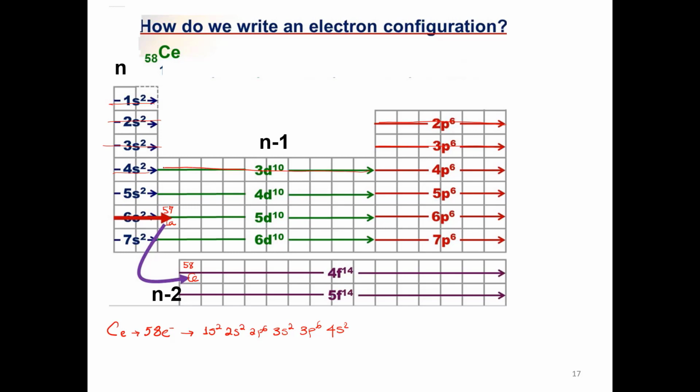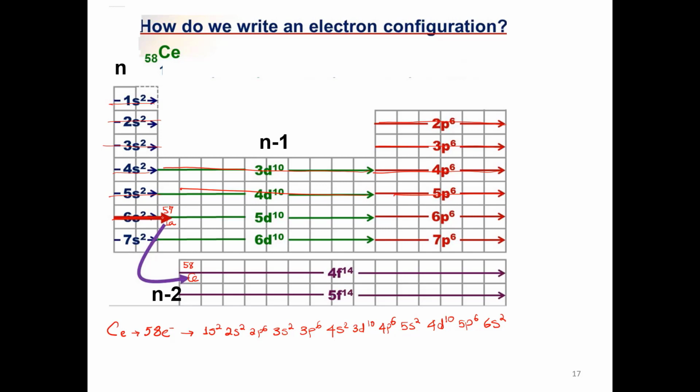Here we know it's not 4, it's 3d10, 4p6, 5s2, then 4d10, 5p6, 6s2. Then now we need to stop a little bit here, and we need to write 57.